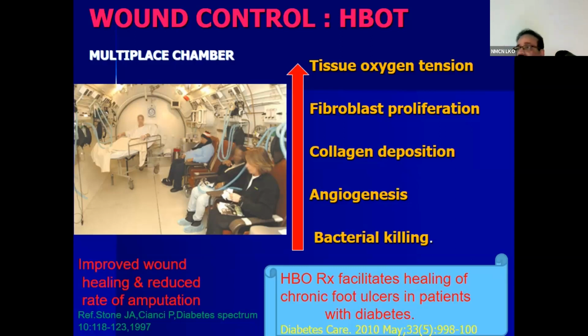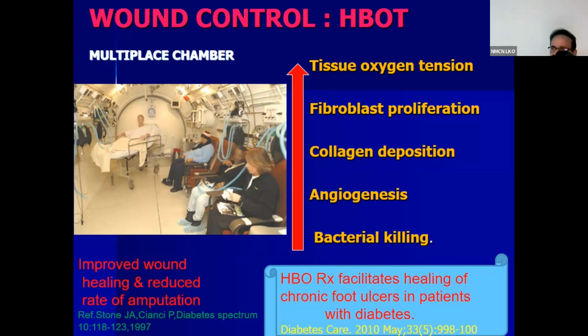And in a number of trials, they have proven that improved wound healing has been noticed with a reduced rate of amputation. But mind it, in my thinking, this HBOT is effective in vascular ulcers, say when there is impending gangrene, or when there is gas gangrene, as I told you, one of the indications. And then when there is graft failure, there it is effective, but it is not very effective in plantar neuropathic ulcer. Mind it, a number of doctors refer for this HBOT unnecessarily, and the patients are paying a lot of money for this HBOT.